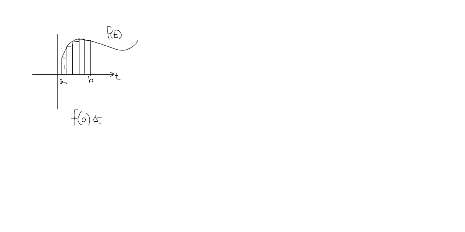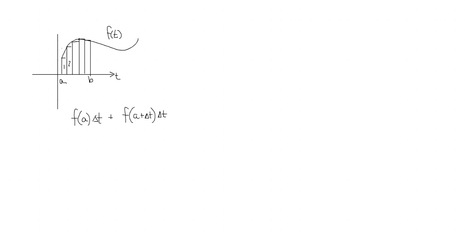The second rectangle would have a height that is f of a plus delta t. So this is a new t value that is delta t away from a. So it's right here. And that is the height that I've chosen for my rectangle. And that is multiplied by the width of the rectangle, which is also delta t. For simplicity, we've decided to let all of the widths be the same.